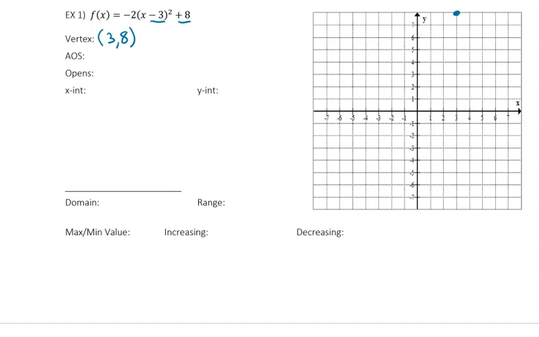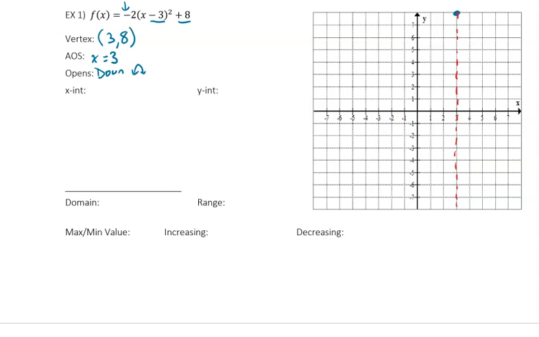I'm going to go ahead and put that on the graph. The axis of symmetry is always going to be x equals whatever the x part of the vertex was. In this case, it was 3, so x equals 3. Gets us an axis of symmetry right there. Next up, opens. We have a negative out front, which means it's going to open down, which means it's going to be an upside down U shape at the end.